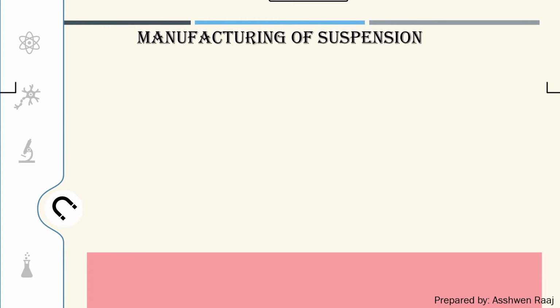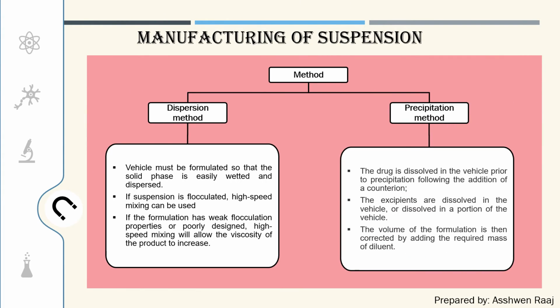Manufacturing of suspension. There are two methods in manufacturing of suspension, the first one being the dispersion method and the second the precipitation method. In the dispersion method, the vehicle must be formulated so that the solid phase is easily wetted and dispersed. If the suspension is flocculated, high-speed mixing can be used. For the precipitation method, the drug is dissolved in the vehicle prior to precipitation following the addition of a counterion. The excipients are dissolved in the vehicle or in a portion of the vehicle. The volume of the formulation is then corrected by adding the required mass of diluent.